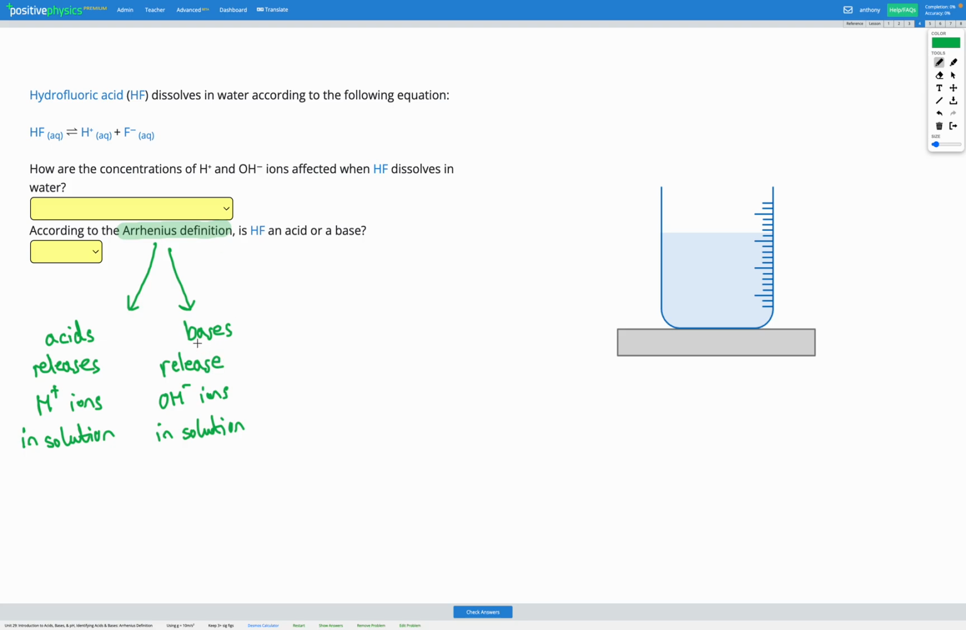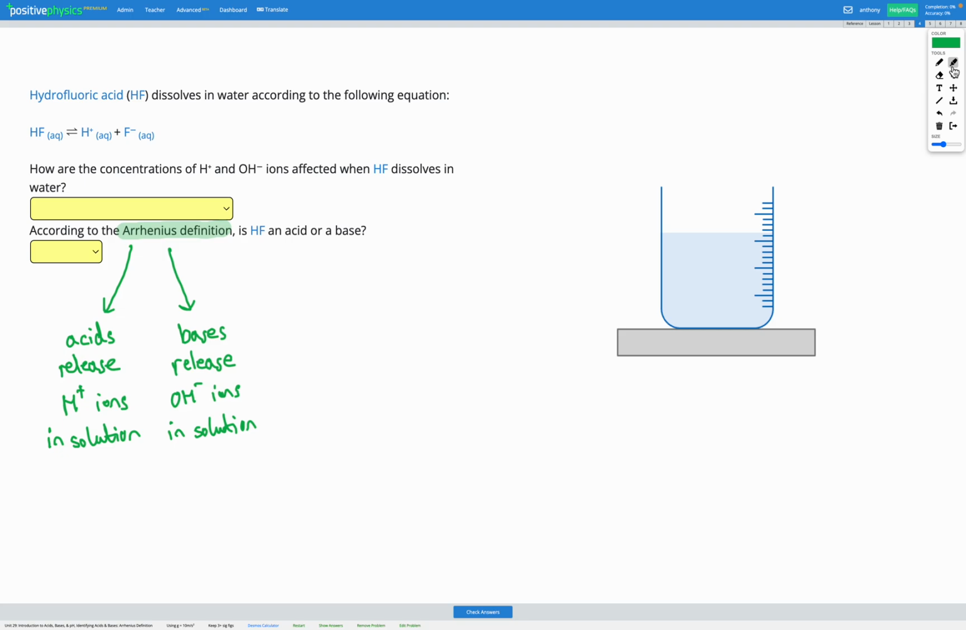So all we need to do in this question is determine if the given substance releases H+ ions or OH- ions or neither. If it releases H+ ions, it's an acid. If it releases OH- ions, it's a base. If it releases neither, then it's neither an acid nor a base.